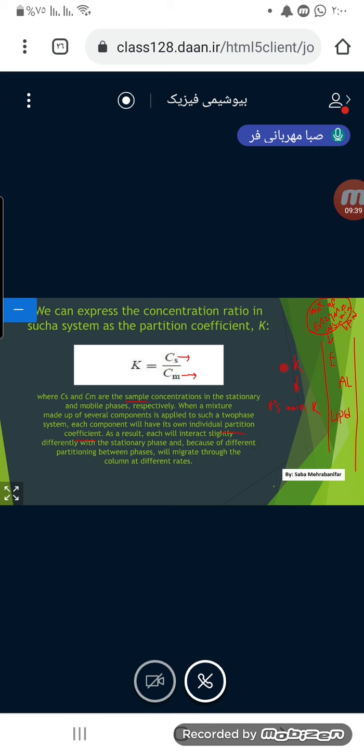Imagine we have a mixture of one enzyme, a protein by the name of albumin, and a lipid. And we want to separate these macromolecules from each other. Okay? They should come into the column of chromatography. Is our column stationary or mobile?